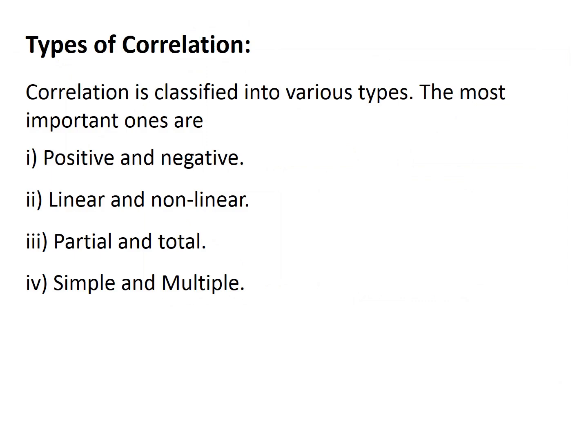Correlation is classified into various types. First, positive and negative correlation. Second, linear and non-linear correlation. Third, partial and total correlation. Fourth, simple and multiple correlation.